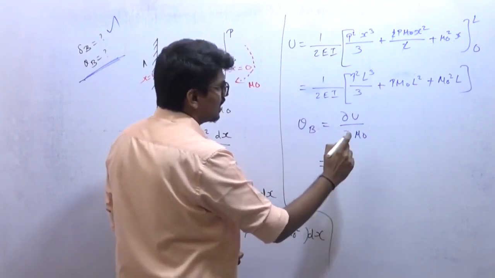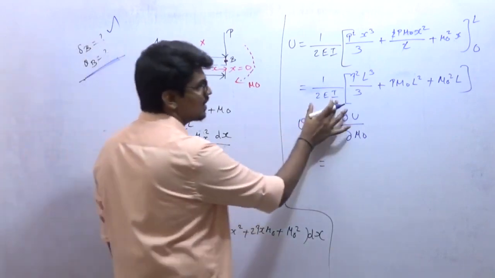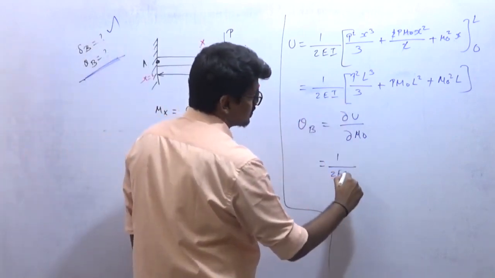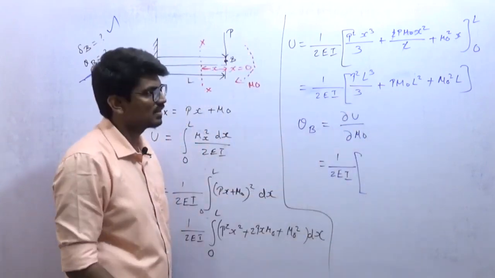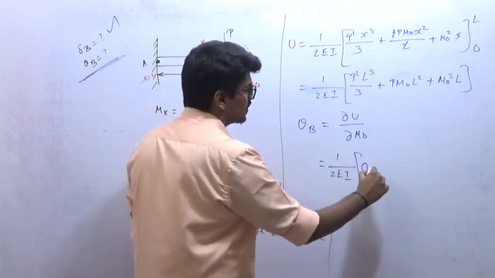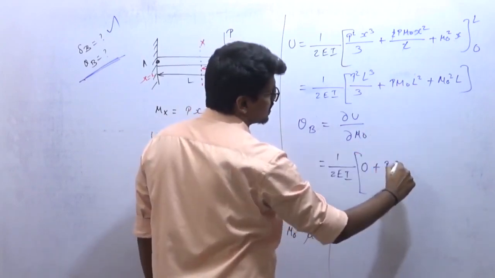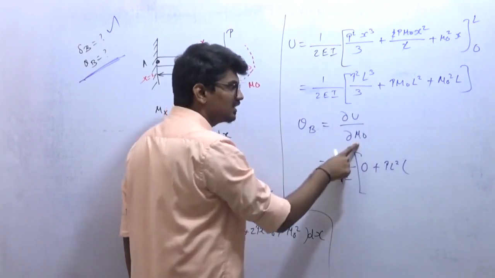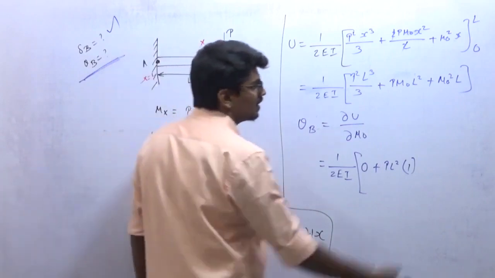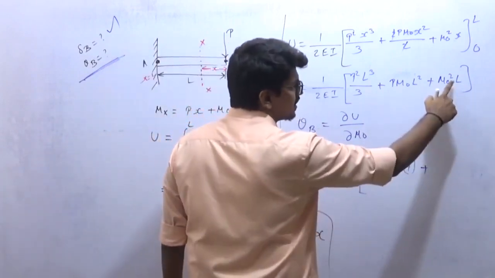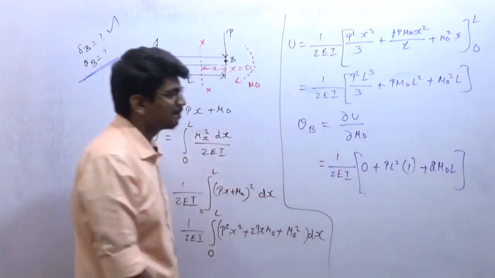Let me differentiate it directly, I'm not going to write one more step. Anyways 1 by 2I is constant, so I can take it outside. Differentiating this term, this is a constant, so differentiating a constant with M naught it will become 0, plus differentiating this term: P is constant, L square is constant, differentiating M naught with M naught will be 1. I'm differentiating, not integrating. And for this term, L is constant, so differentiating M naught square will be 2 M naught L.